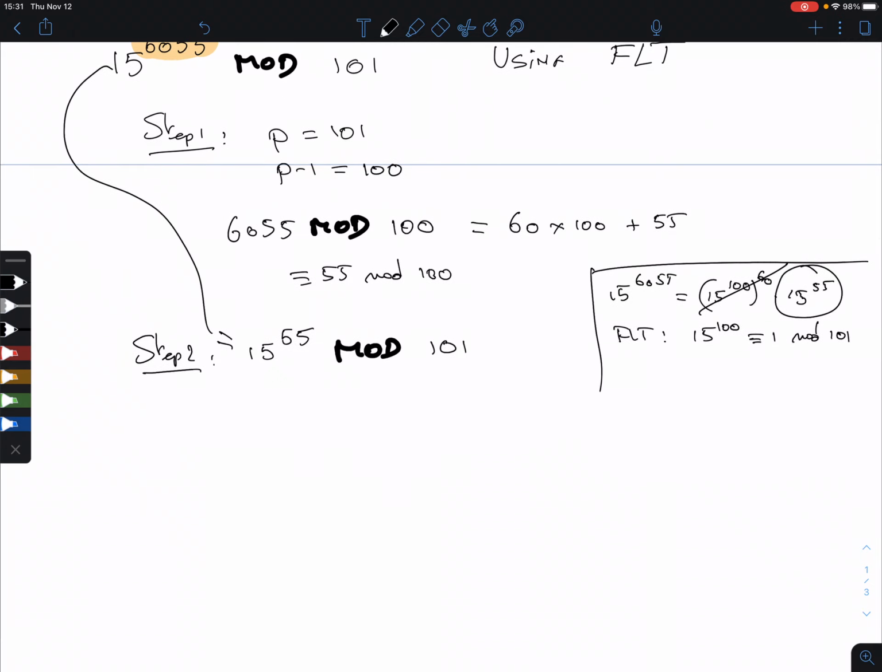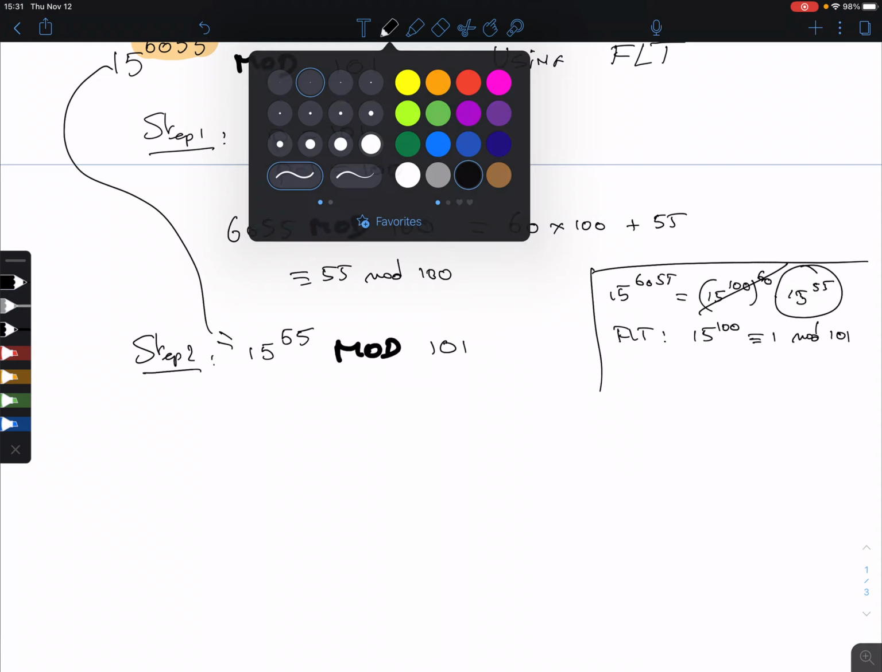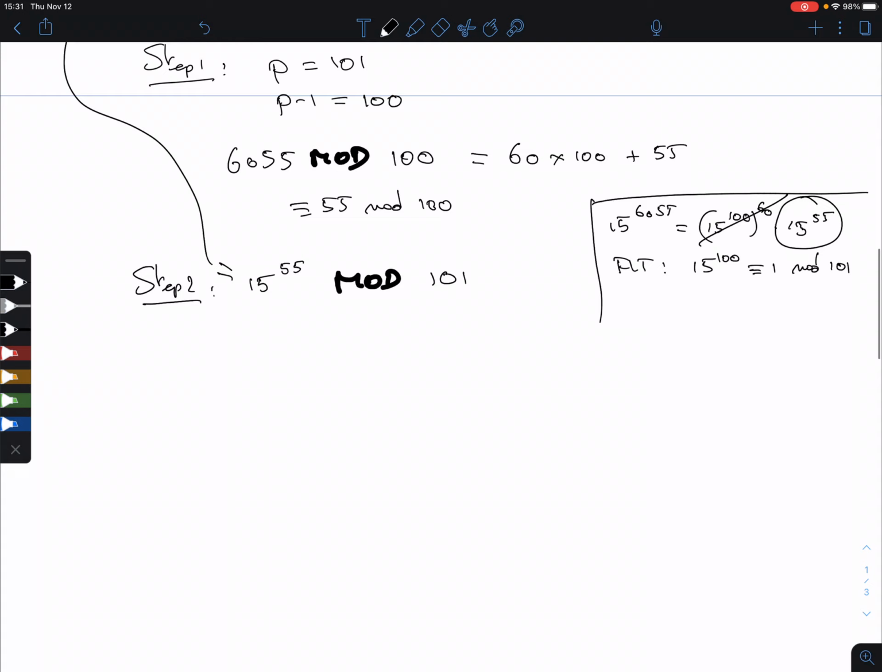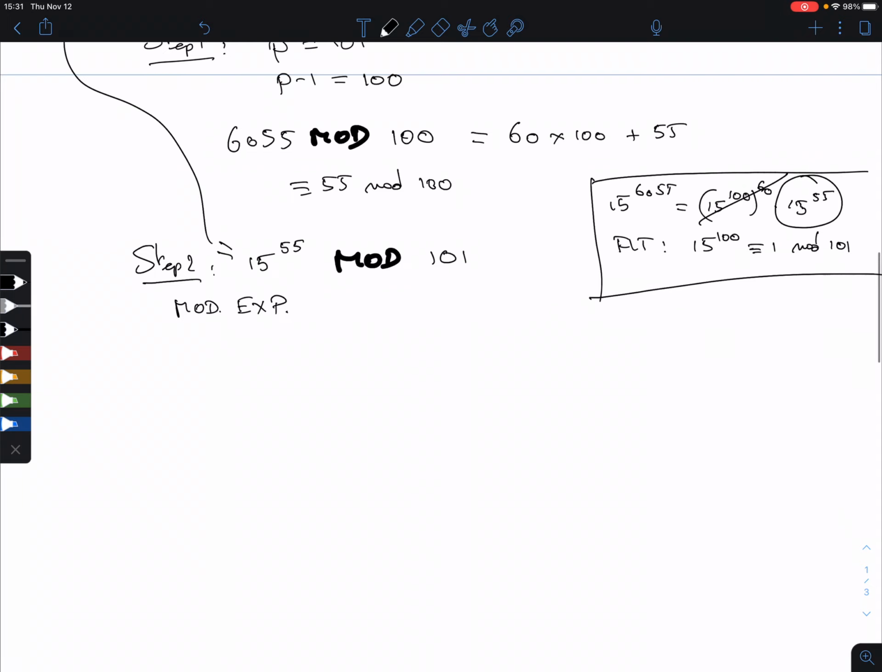So now we have to do this one, 15 to the power 55. Okay, now what? Now we use modular exponentiation. So don't throw out that first method. Don't say, oh, I don't want that first method, it was a stupid method. No. We need it. Because this is now method 1. What we do is we reduce the size of the exponent drastically, and then we still have to use method 1.